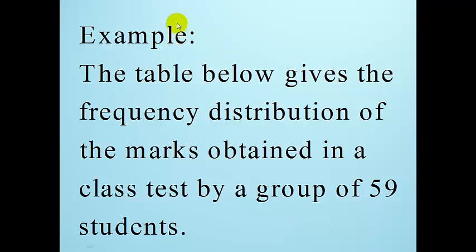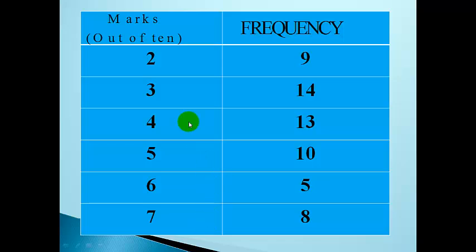Now let's look at this example. The table below gives the frequency distribution of the marks obtained in a class test by a group of 59 students. Now this is the table.